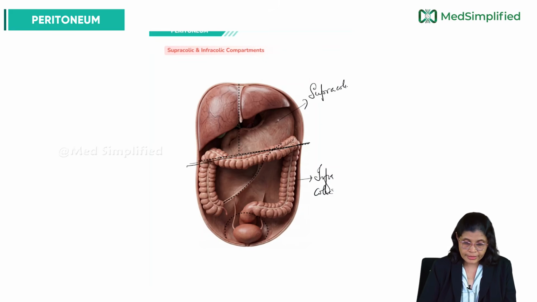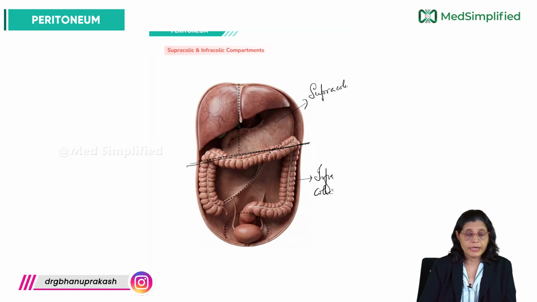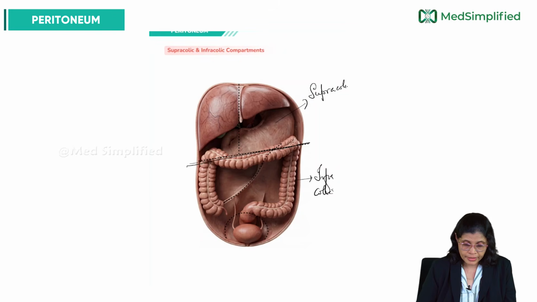The supracolic is a large compartment, under the cover of the diaphragm as well as the costal margin. That entire part is the supracolic compartment. The infracolic compartment is filled basically with the coils of the jejunum and ileum. Those we see here, and it is surrounded by the ascending colon, the transverse colon, and the descending colon all around this infracolic compartment.